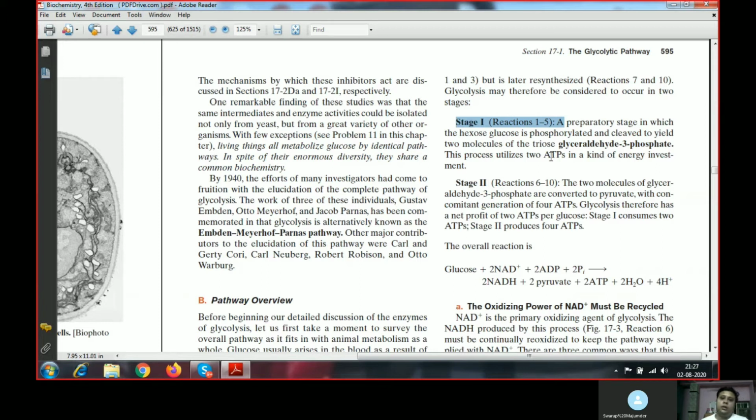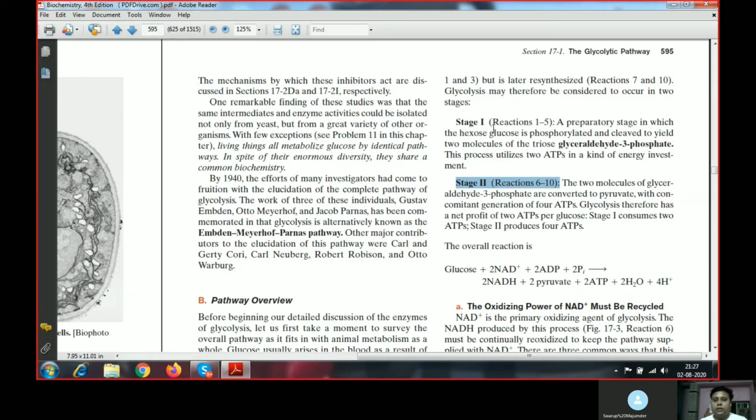For example, in stage 1 of glycolysis, reactions 1 to 5, we are investing 2 molecules of ATP to generate glyceraldehyde 3-phosphate, so that we can use this glyceraldehyde 3-phosphate in stage 2, which constitutes reaction 6 to reaction 10, for the generation of 4 ATP molecules. So in stage 1, the preparatory stage, we are investing 2 ATP molecules, and in stage 2, we are generating 4 ATP molecules, and as a result, glycolysis has a net generation of 2 ATP.